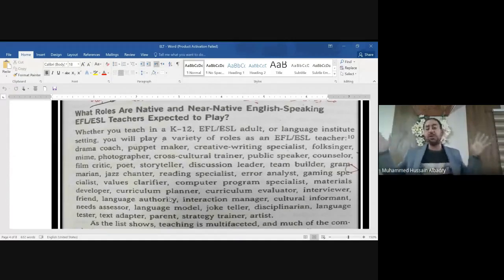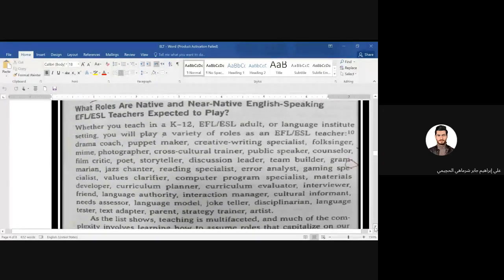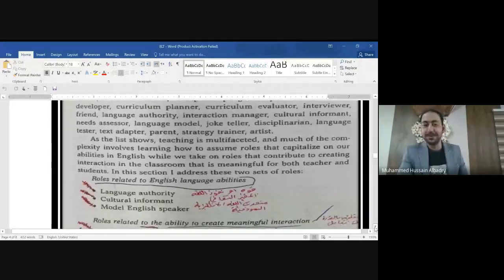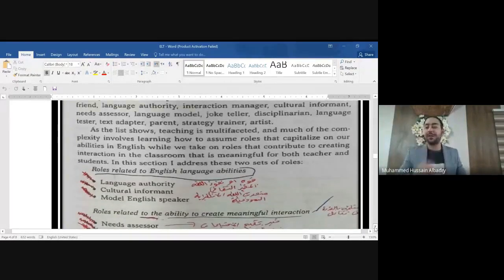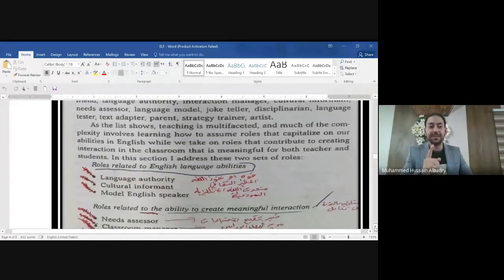Did you see how many roles the teacher has to play? Not a joker. A teacher should not be a joker. If you are a joker, God's follower will punish you.